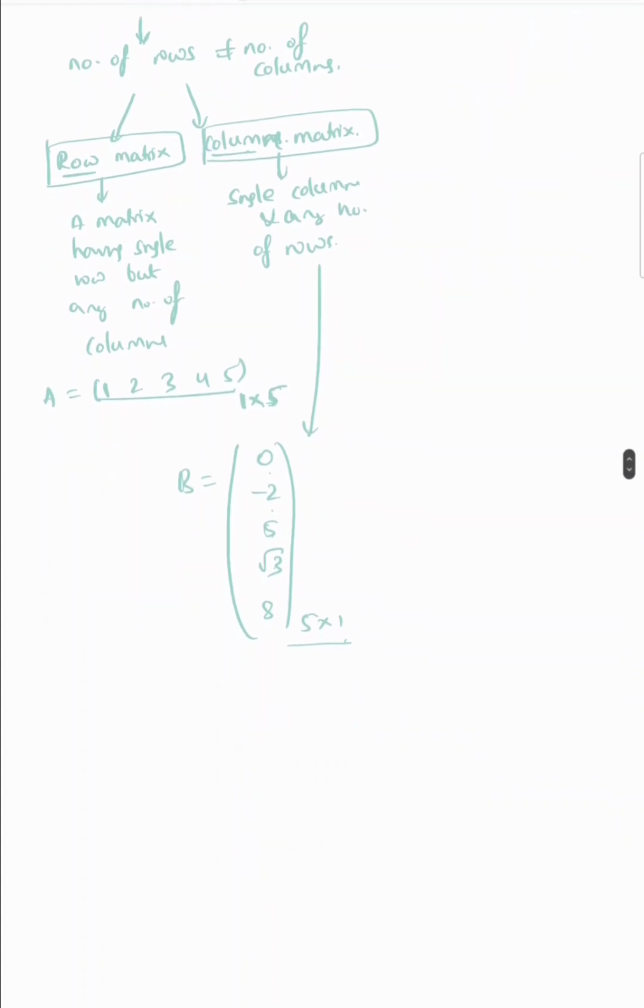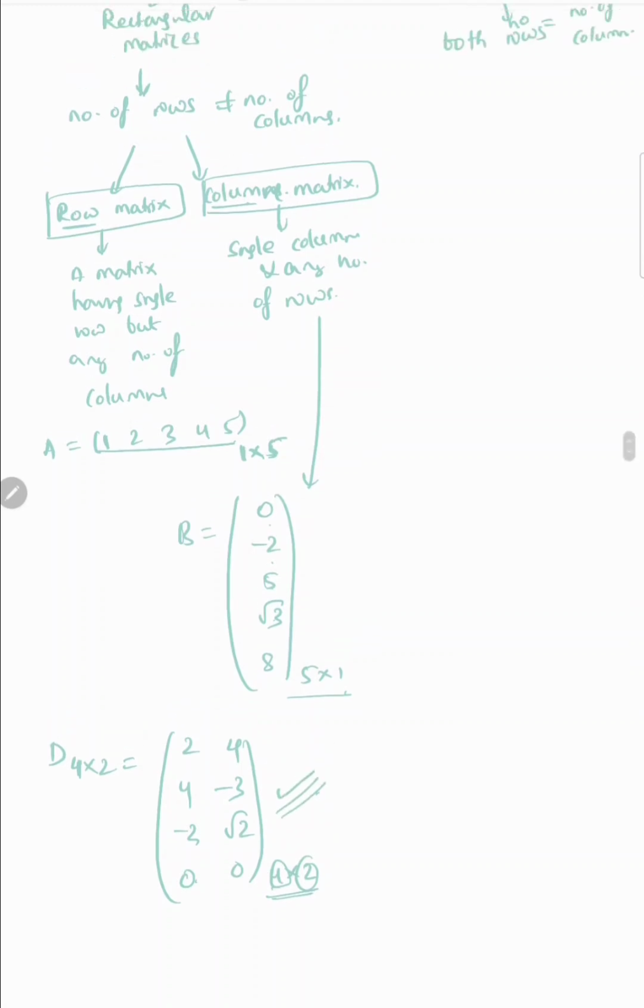Any rectangular matrix can have the number of rows not equal to the number of columns. I am taking an example for that. I am taking matrix D as a 4 by 2 matrix. The number of rows will be 4 and the number of columns will be 2, with entries 4, minus 3, root 2, 0. So this is a matrix of order 4 by 2. Here the number of rows is 4 and the number of columns is 2. They are not equal, therefore it is a rectangular matrix.